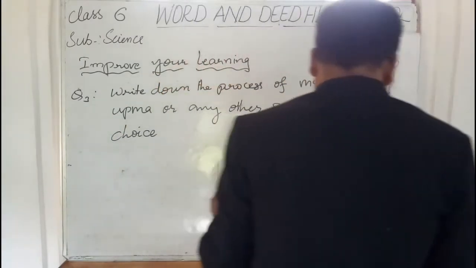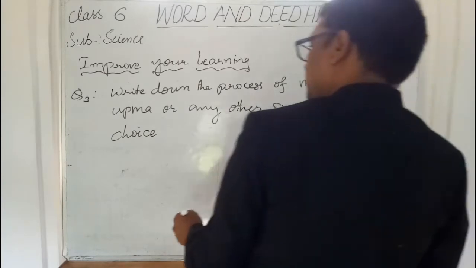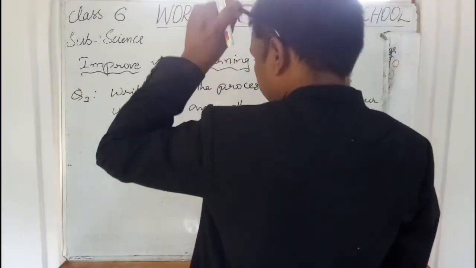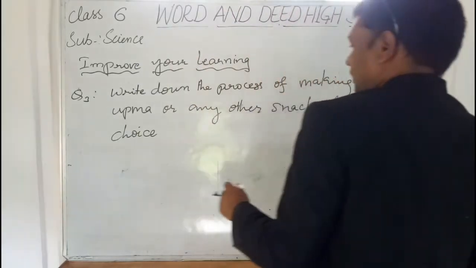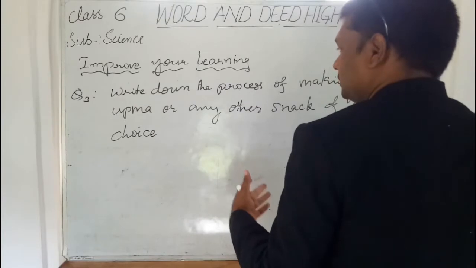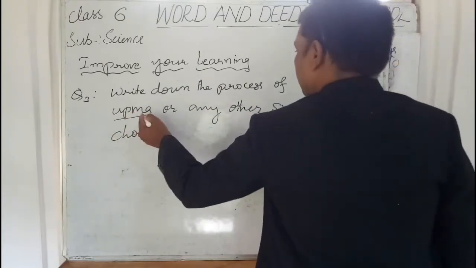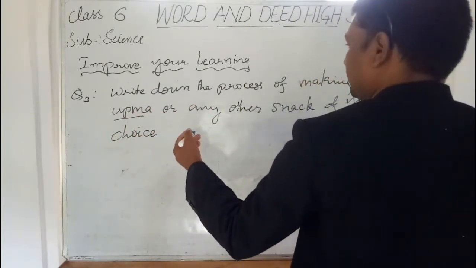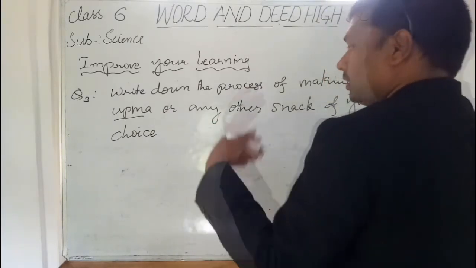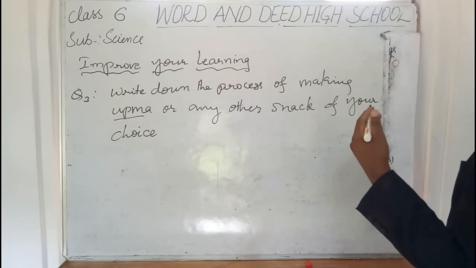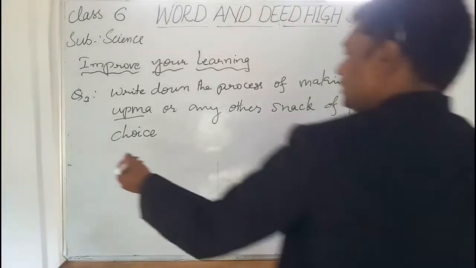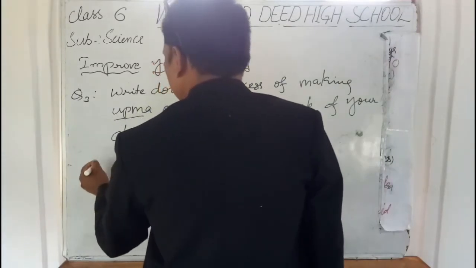So here you know that I have already talked about different methods of preparing food items, right? You follow any one of those methods to cook. You know what method is followed to cook upma or any other snack of your choice. Whatever snack item you like most, you just write the process of making it, and how do you have to write it here?